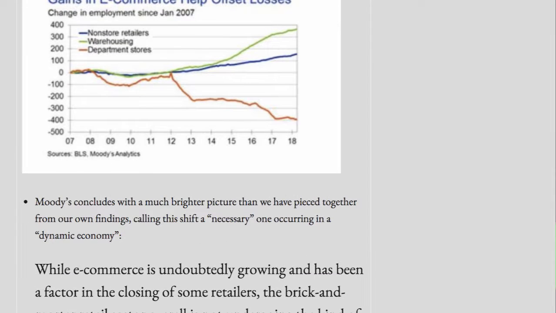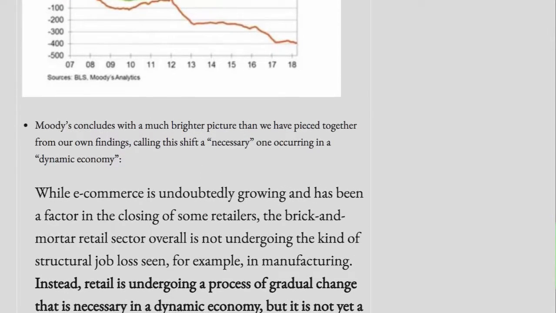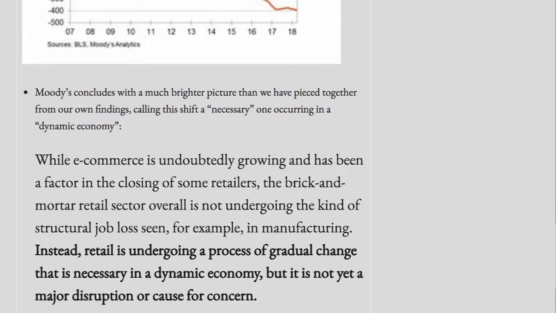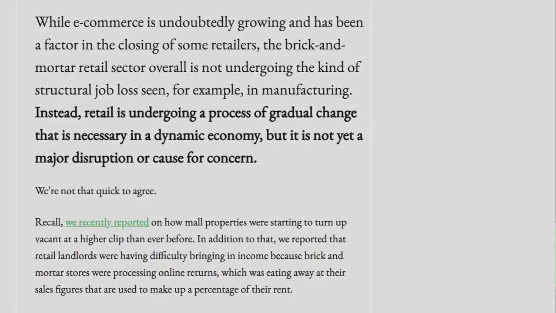While e-commerce is undoubtedly growing and has been a factor in the closing of some retailers, the brick and mortar retail sector overall is not undergoing the kind of structural job loss seen, for example, in manufacturing. Instead, retail is undergoing a process of gradual change that is necessary in a dynamic economy, but it is not yet a major disruption or cause for concern. We're not that quick to agree.